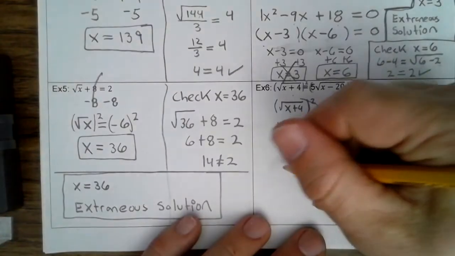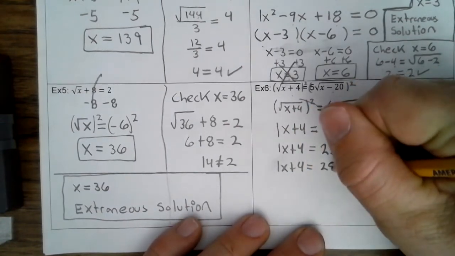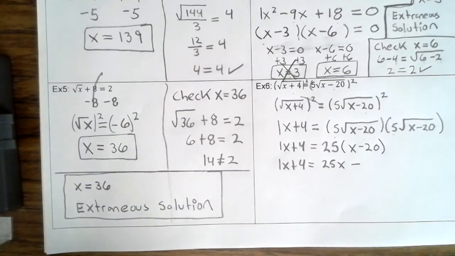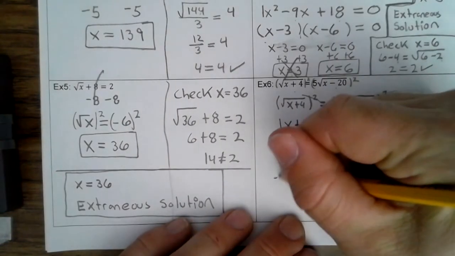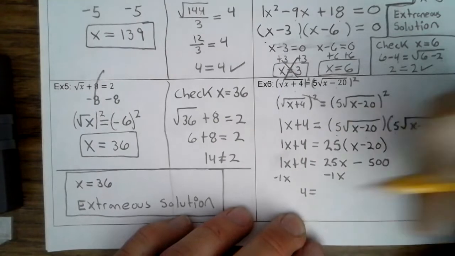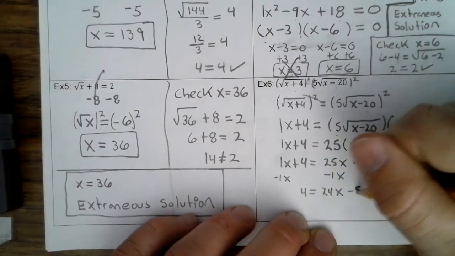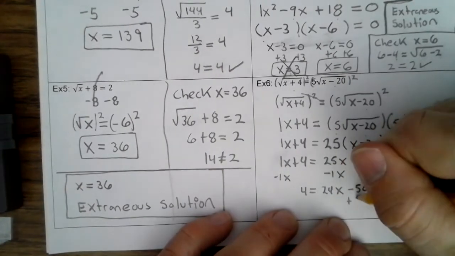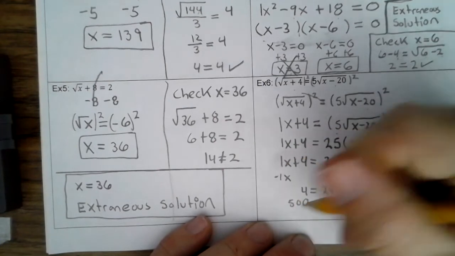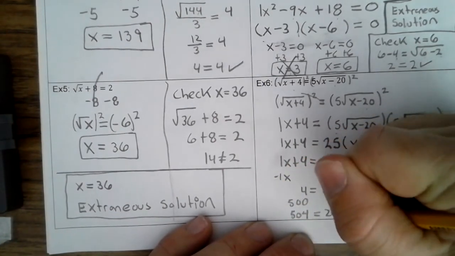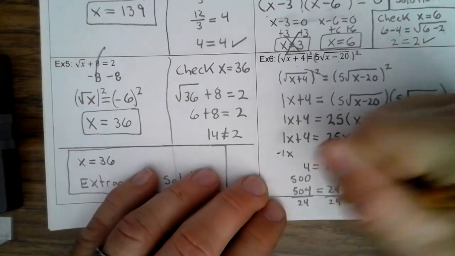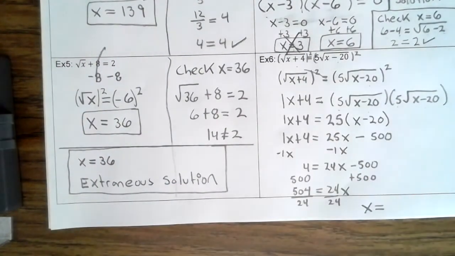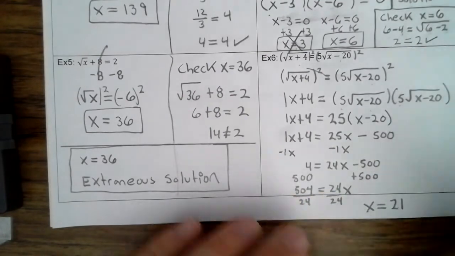Now we solve for x. So we get 1x plus 4 equals 25x minus 25 times 20 is 500. We're going to subtract 1x from both sides. So we get 4 equals 24x minus 500. We're going to add 500 to both sides. So 504 equals 24x. We're going to divide both sides by 24. So x equals 504 divided by 24 is 21. So x equals 21.